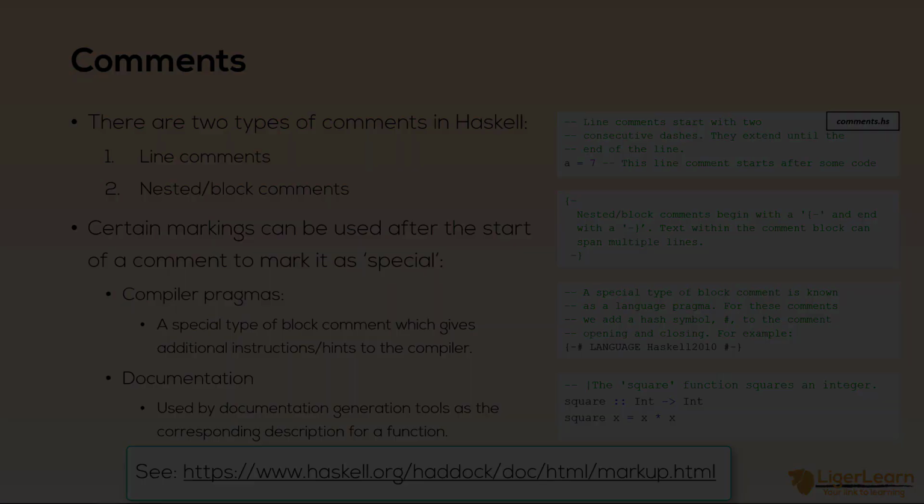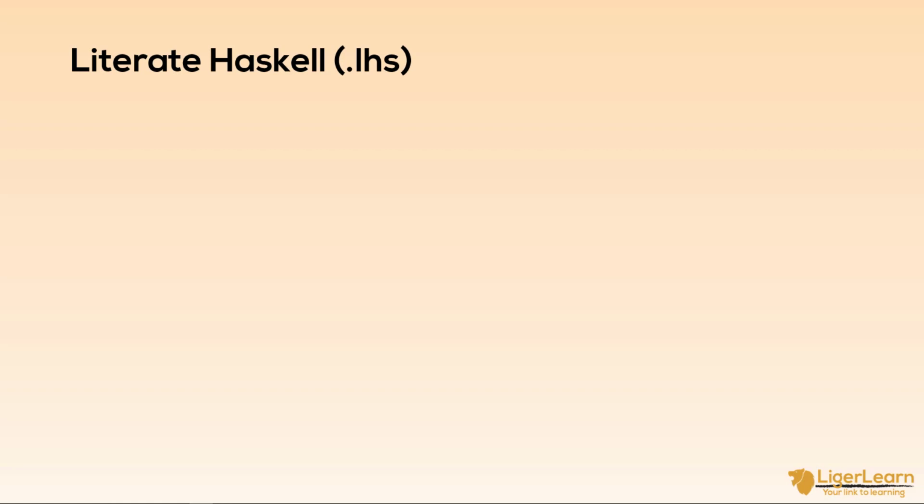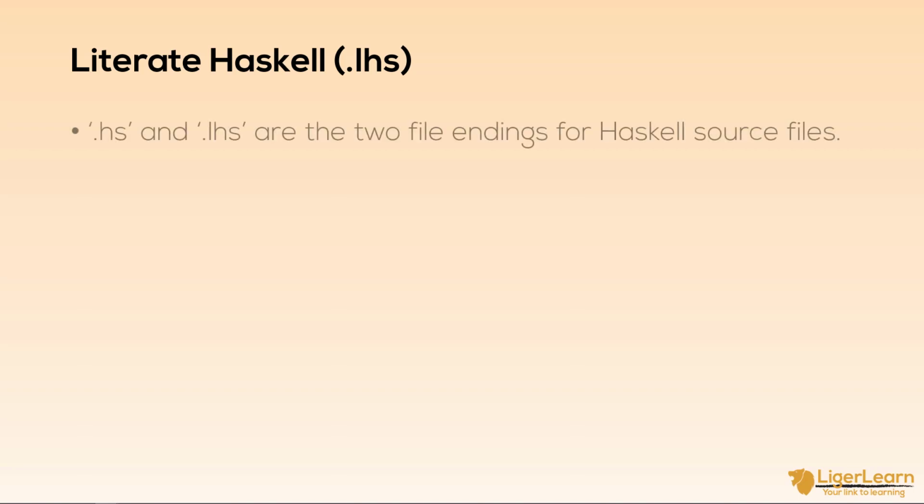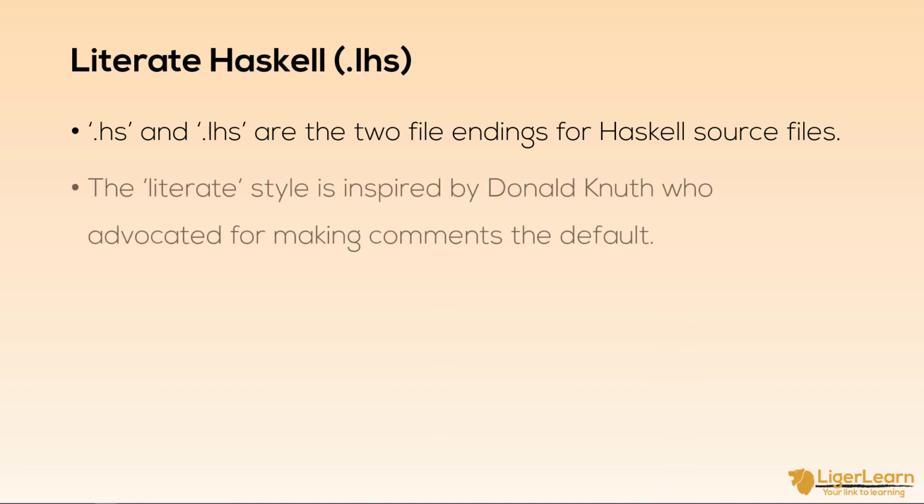There are 2 types of file endings which are conventionally used to represent Haskell source files. The first one is the main one, that is .hs. This contains code and comments just as you would expect and as you have seen in the previous examples. The second one is .lhs, which stands for Literate Haskell. This format is different and inverts the relationship between code and comments. The literate style is inspired by Donald Knuth's literate programming paradigm, in which he encouraged comments by making them the default. Let's look at a literate Haskell example.